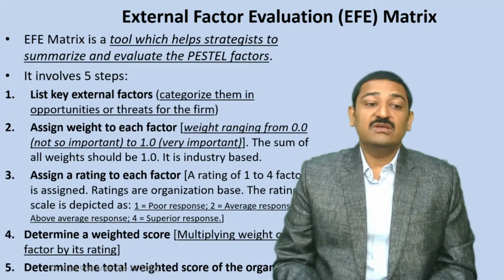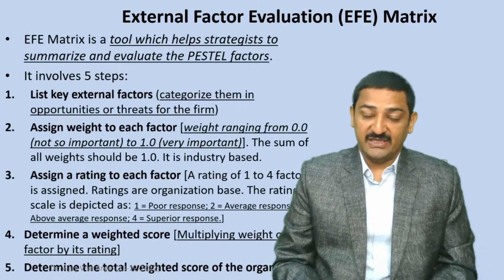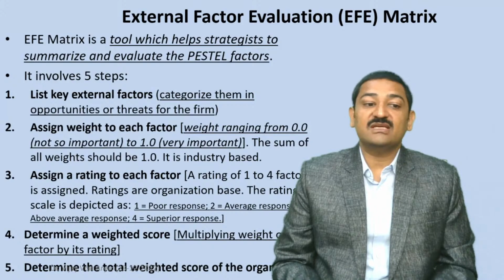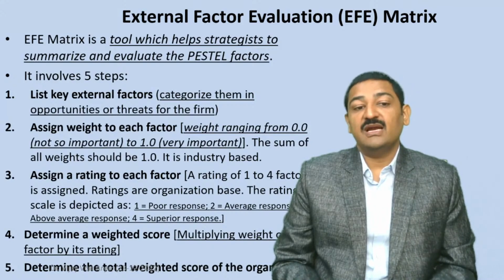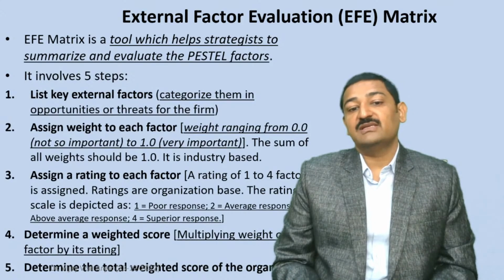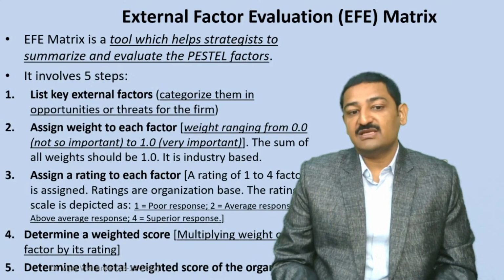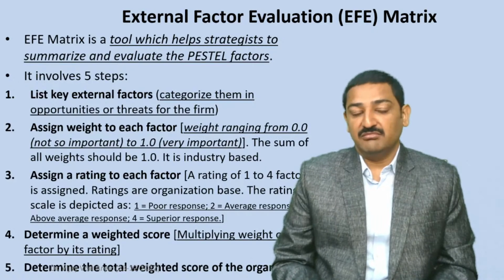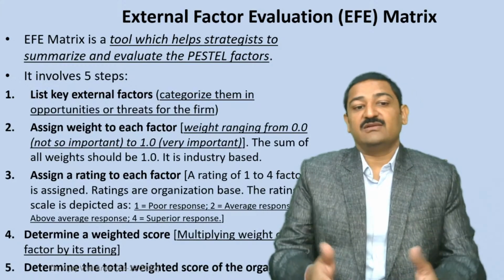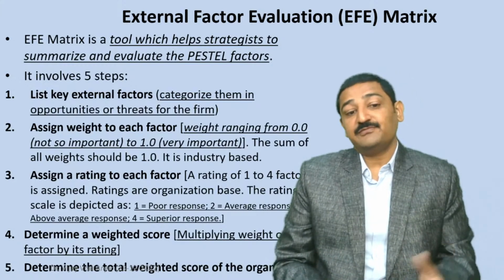In step 2, the strategist will assign a weight to each factor within a range of 0 to 1, where 0 is not so important and 1 or towards 1 is a very important factor. Subsequently, the sum of all weights should be 1. It is industry based, so we will be assigning a maximum of 1 as the total weight of those opportunities and threats.